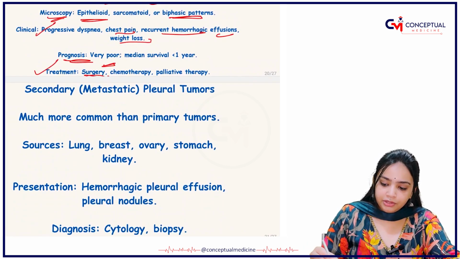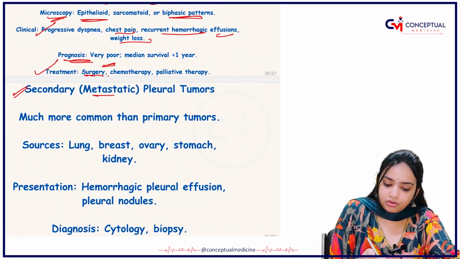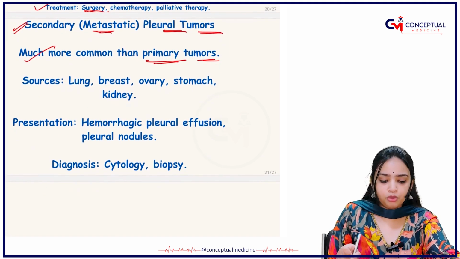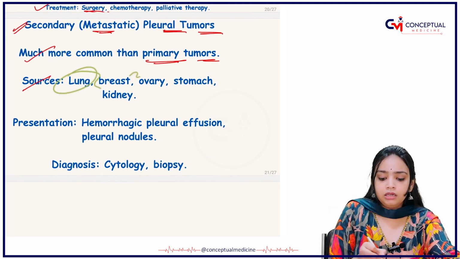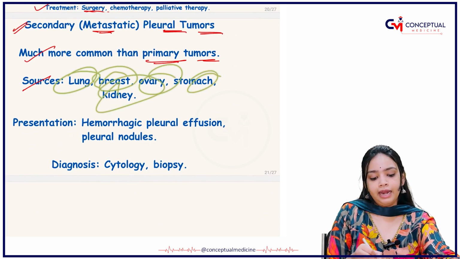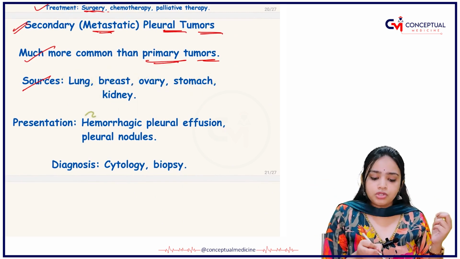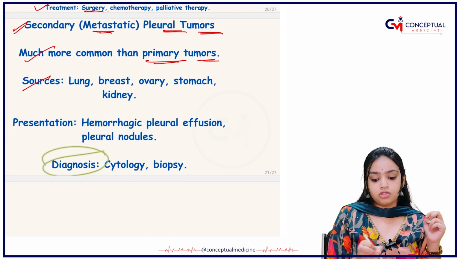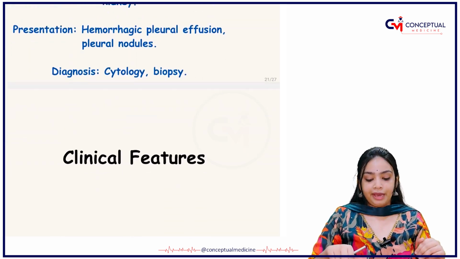Next that we have to talk about is the secondary metastatic pleural tumor. It is more common than the primary tumors. The sources are lung, breast, ovary, stomach, and kidney. These are basically the sources. Then the presentation, you will be able to see hemorrhagic pleural effusions. The diagnosis is by cytology or by biopsy.